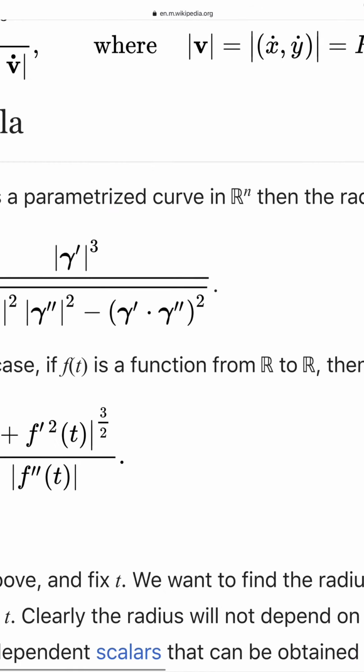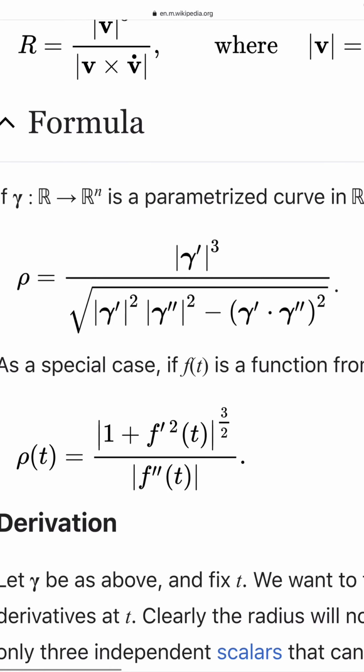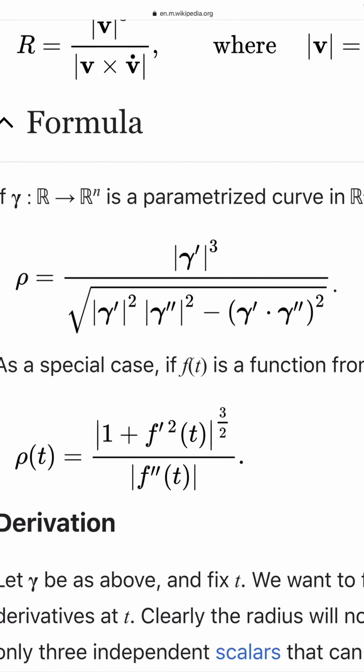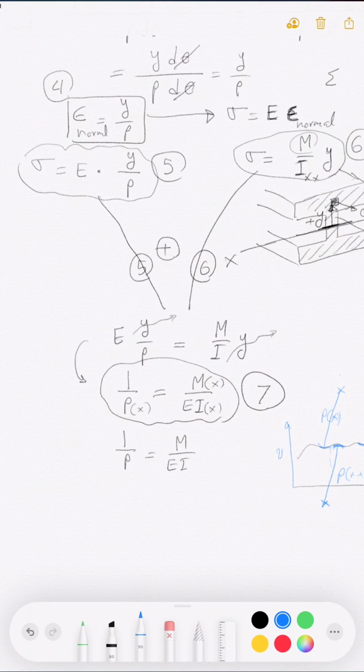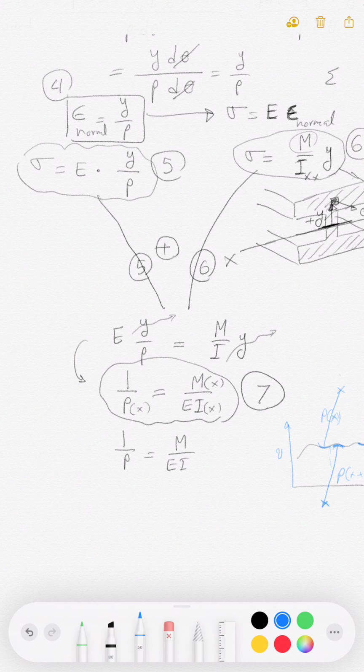Right here, I can zoom on it. You see this equation, rho of t is equal to 1 plus f prime squared of t to the 3 over 2 divided by the second derivative at t. I just simply use that. In my nomenclature, this equation becomes rho at x, because t there, the time here in my application, is x, the location across the beam.